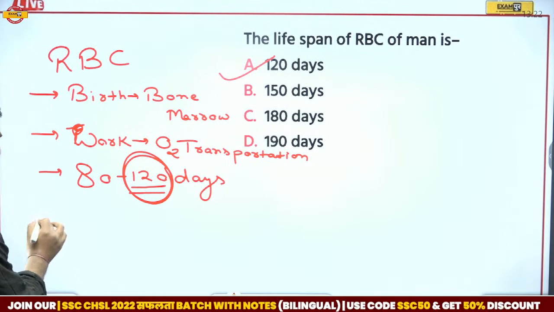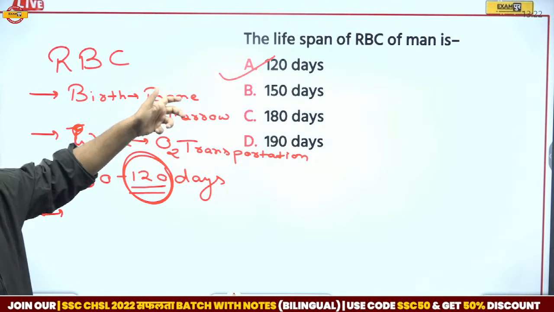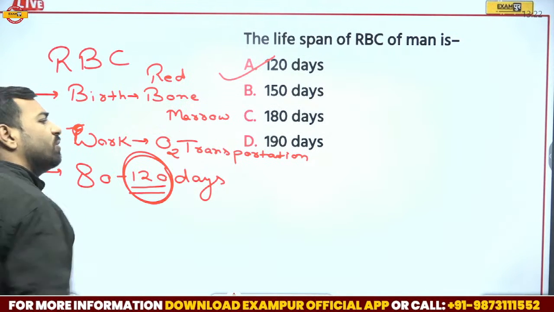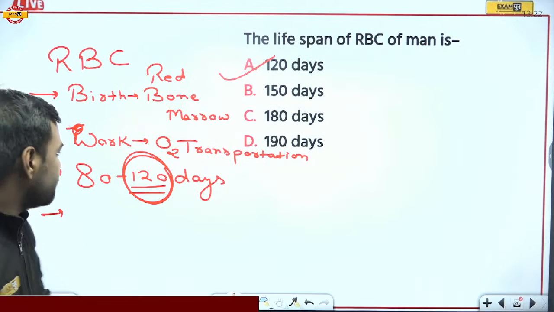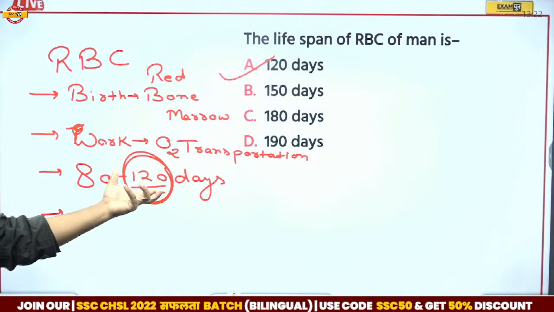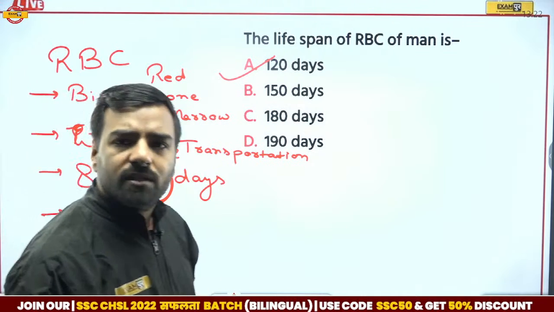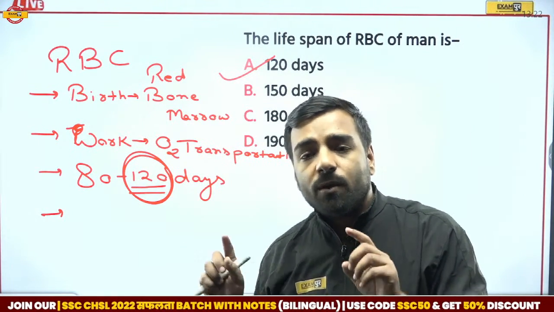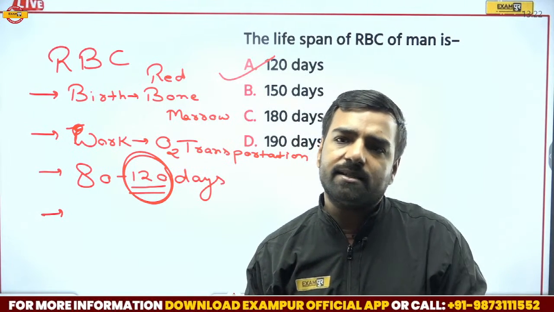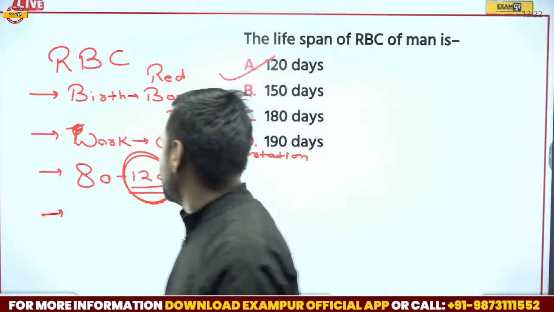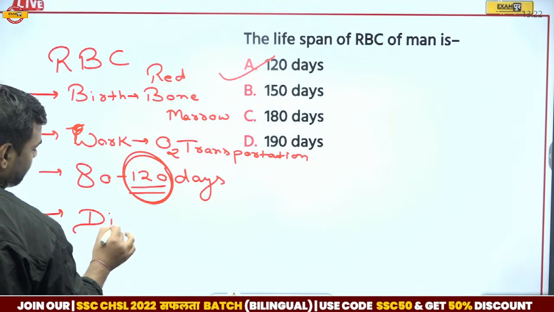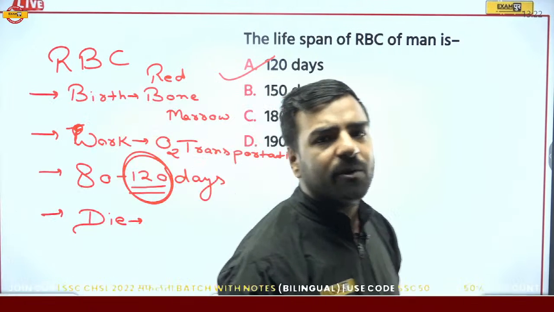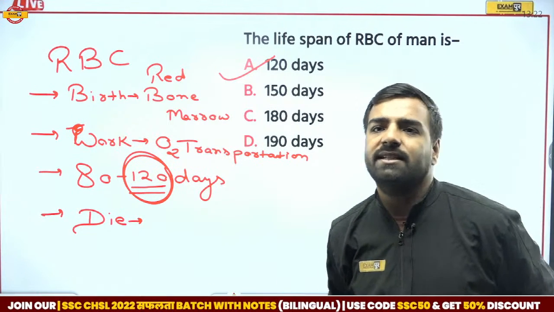Now, one more thing: within bone marrow also, which bone marrow? Jagdishan has told us, it is actually red bone marrow. This is also a question from the examination. Next part is, sir, this is the lifespan, so it must be dying somewhere. Do you know where this RBC actually dies? That location is also known as the graveyard of the RBC. Very important question for the examination, especially for the CHSL.